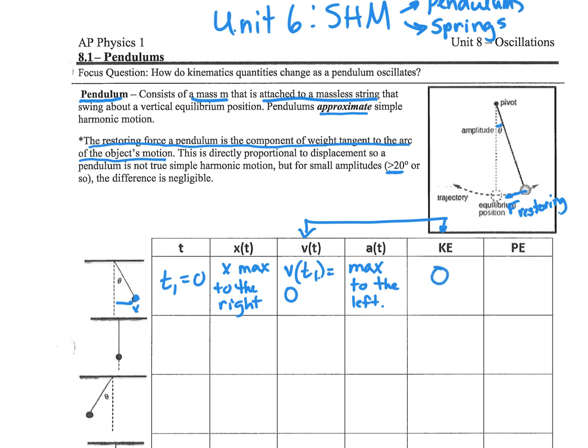Potential energy has to do with how far it's pulled back. Think about it that way. Remember, potential energy for a spring is 1/2 kx squared. So the potential energy is connected to the x value. So this is going to be at a maximum, because if x is at a maximum, then the spring potential energy is also at a maximum.